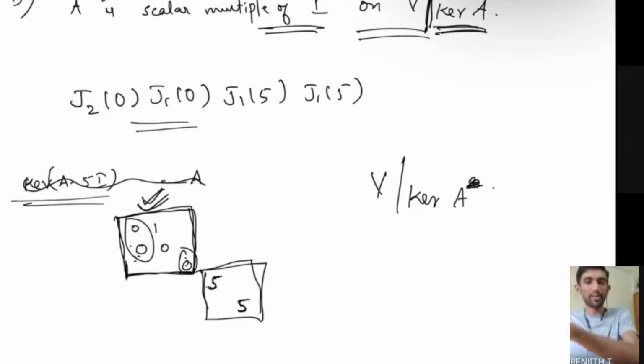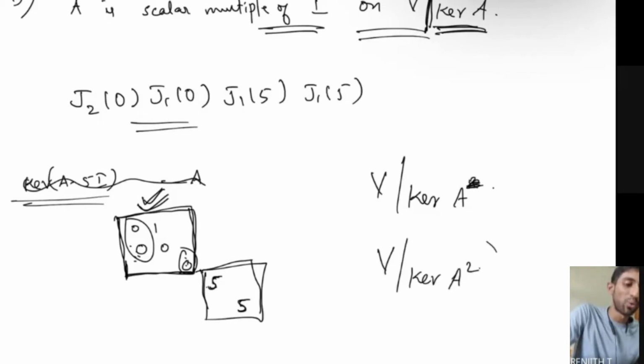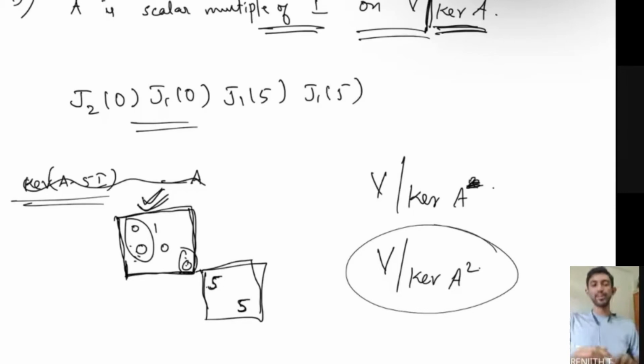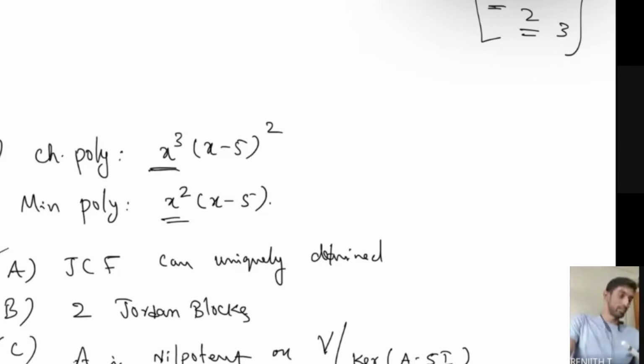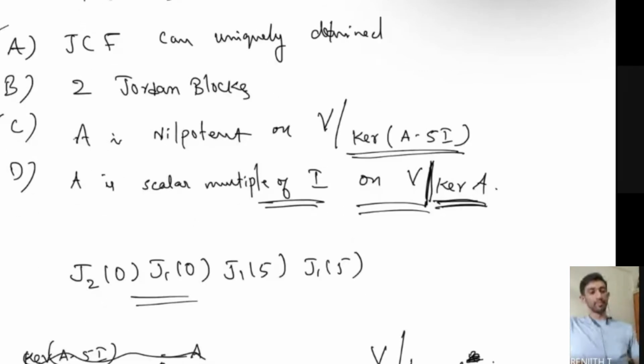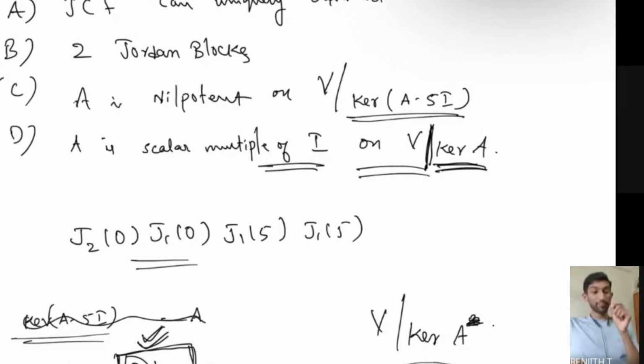To comprise the whole part of the elements related to the eigenvalue 0, you have to take kernel of A square. Then only that part will be taken as a whole. Okay, so D is not true. But A is a scalar multiple of I on the quotient space V restricted to kernel of A square. Understood this part? You have to think about this more. This is a question from June 2013. Okay, so the solutions are A and C. The most important part is that D is not true. That is very important.